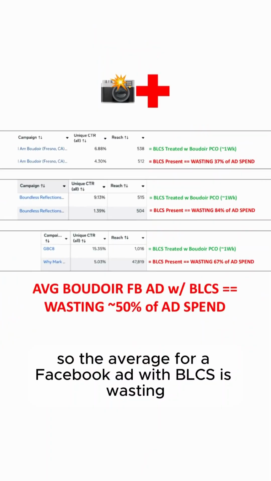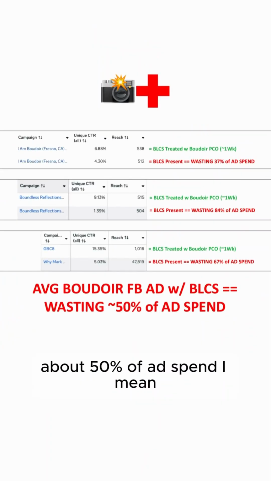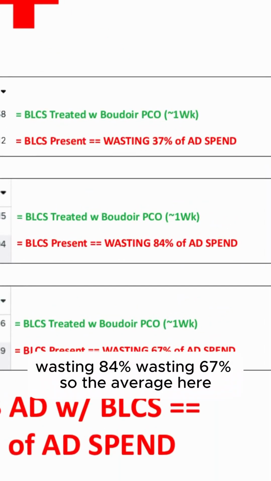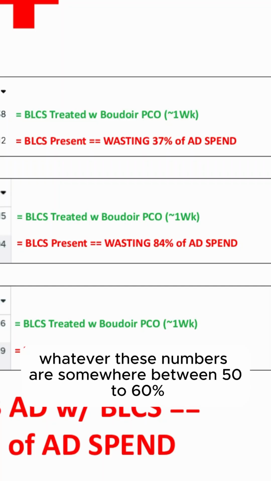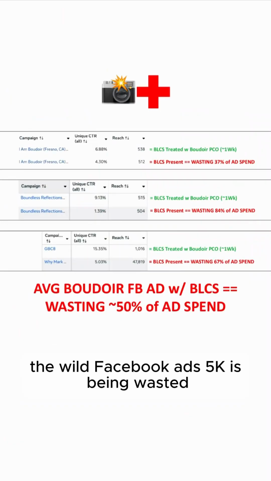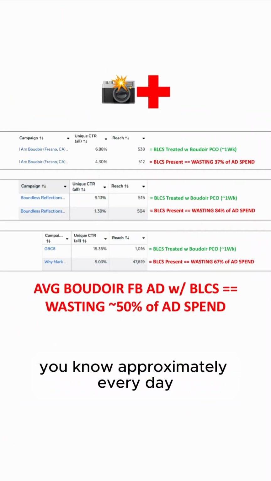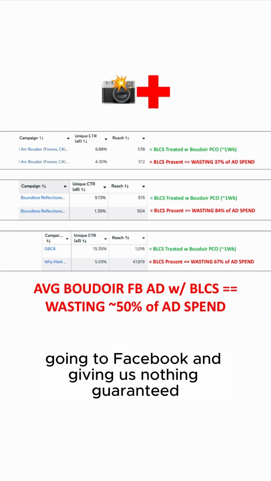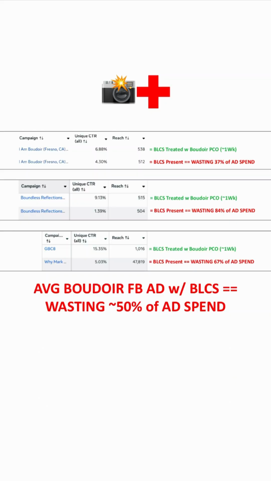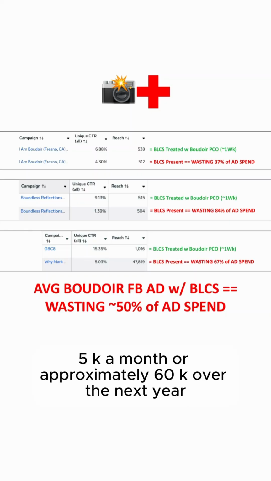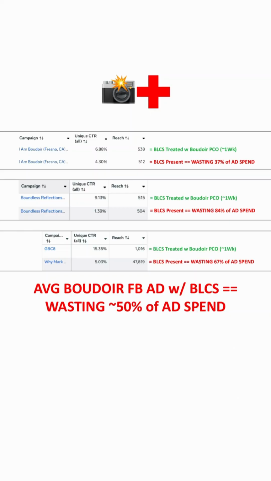So the average Boudoir Facebook ad with BLCS is wasting about 50% of ad spend. I mean, look at these numbers: wasting 37%, wasting 84%, wasting 67%. So the average here, whatever these numbers are, is somewhere between 50 to 60%. So if they're spending more than 10 grand a month on Boudoir Facebook ads, 5K is being wasted, every day, every month, every year, literally going to Facebook and giving us nothing, guaranteed. So we can probably save 5K a month, or approximately 60K over the next year.